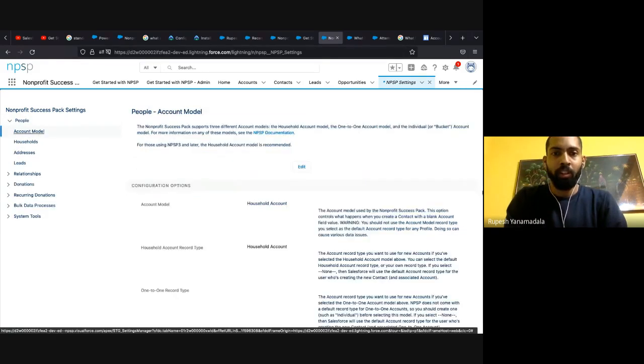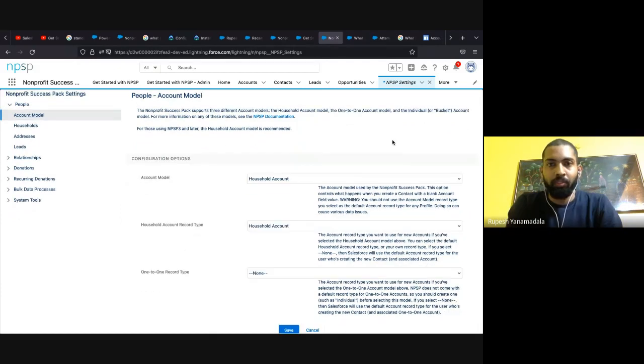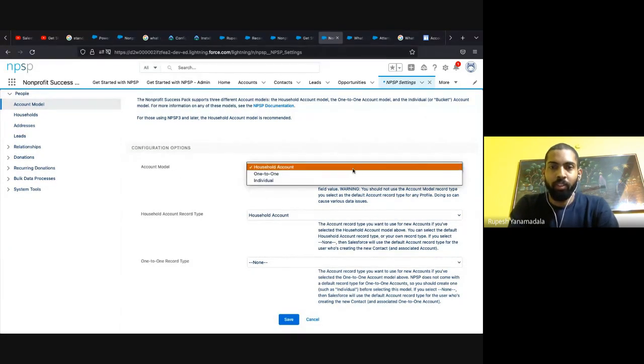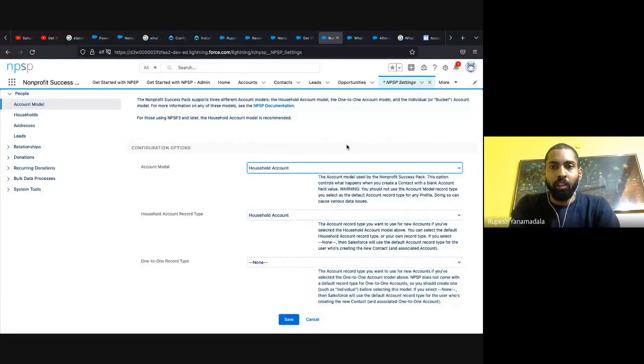Let's go to account model. So here is the account model. The Nonprofit Success Pack supports three different kinds of model. One is household, the other one is one-to-one, and the other one is individual or bucket account. Here we'll select the account model type. If you can see, there is a drop down. It's generally set to household account type. Depending on the business requirement, we'll set this to one-to-one or individual.